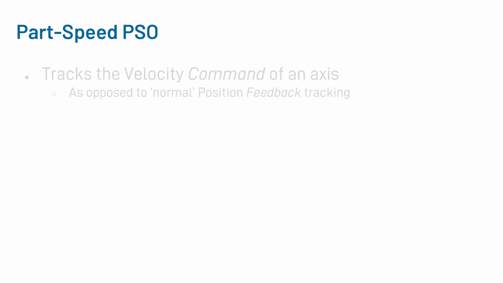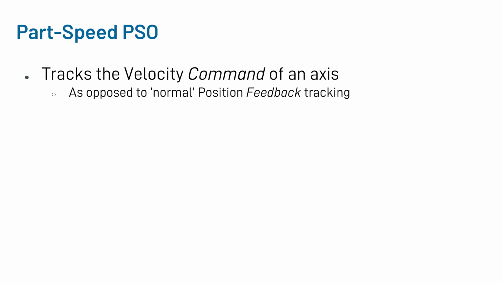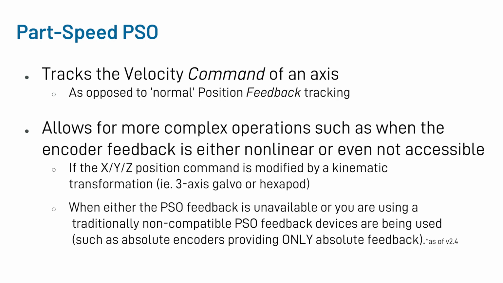Now, one of the advanced PSO features we will also discuss is called Part-Speed PSO. This will have its own category. As opposed to tracking a position feedback signal like an encoder, Part-Speed PSO actually tracks the velocity command of an axis. And because Part-Speed PSO is based on tracking a command rather than needing a feedback device, it can then be used for more complex operations such as using PSO when the encoder feedback is either nonlinear or even non-accessible. This includes, amongst other things, the ability to track virtual axes.